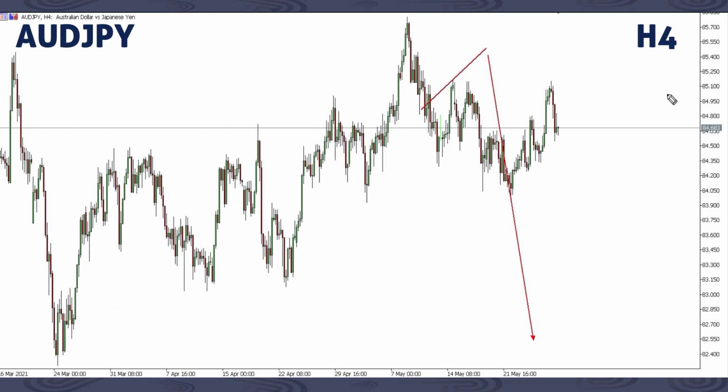This is AUD JPY. For AUD JPY this previous week, we say that we're expecting this corrective structure to complete, then we say that we'll be getting more down here.